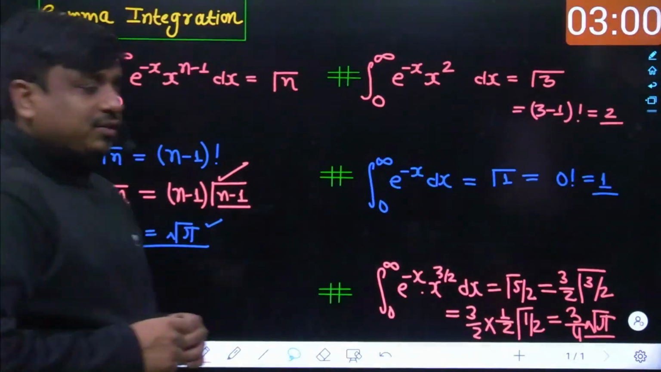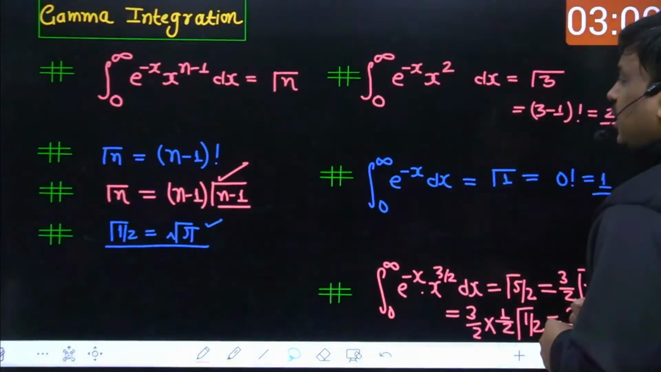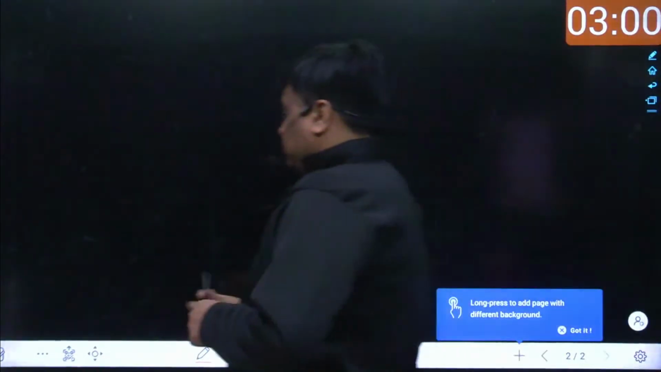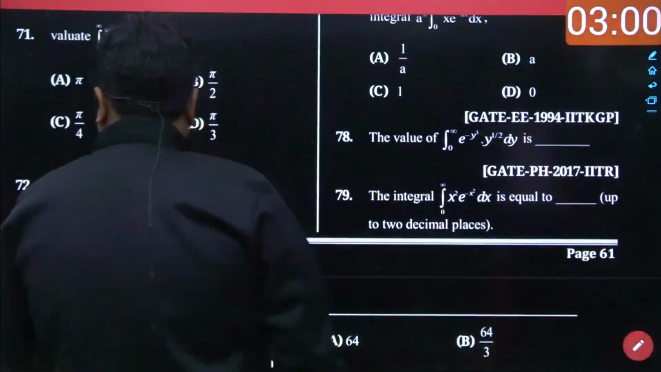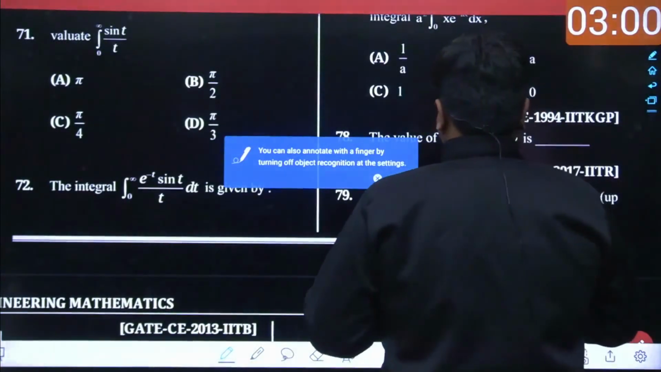Is it clear? Is it clear to all of us? So till this point, I don't find any of the students having any kind of doubt now. Agreed. So I think it's the right time I should also take a few questions based on the concept of gamma integration, which we have seen just now.